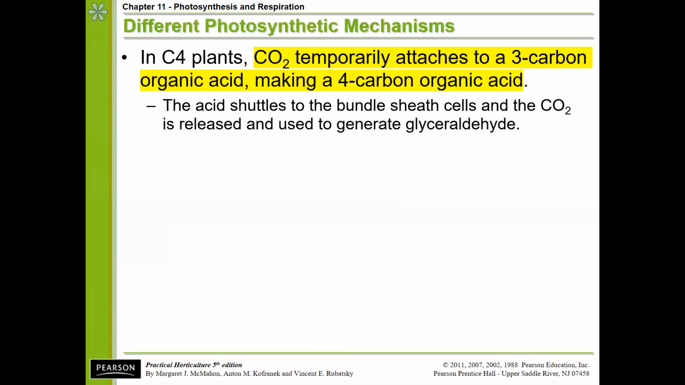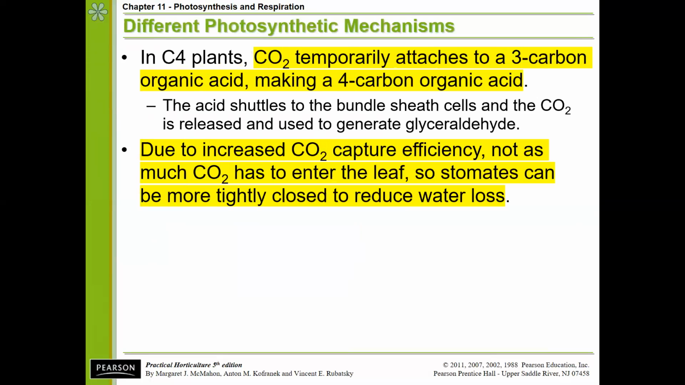In that case, carbon dioxide temporarily attaches to a 3-carbon organic acid, which makes a 4-carbon organic acid. Again, 4-carbon organic acid, C4. Due to an increase in carbon dioxide capture efficiency, they don't have to have as much CO2 entering the leaf, so it actually creates a more efficient photosynthetic pathway. It allows the stomata to be more tightly closed and reduce water loss in these arid environments. It's also a little bit more efficient.